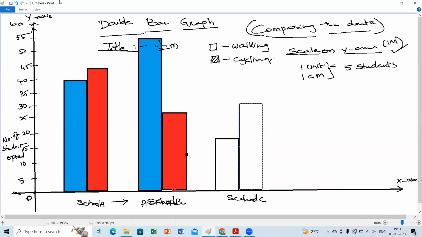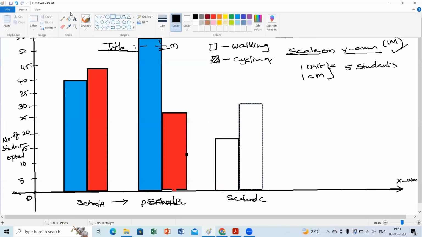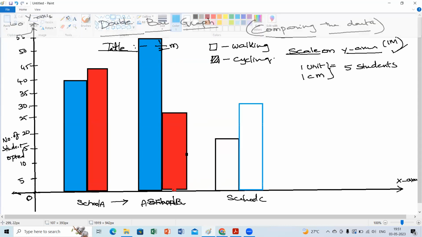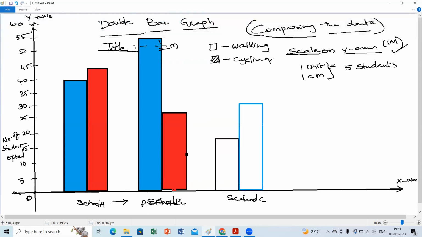Yes. Like that, in the same way you can take walking as blue color and cycling as red color. This is only for differentiating. Okay, we can fill this with blue. Is it correct, children? What I did, is it correct?